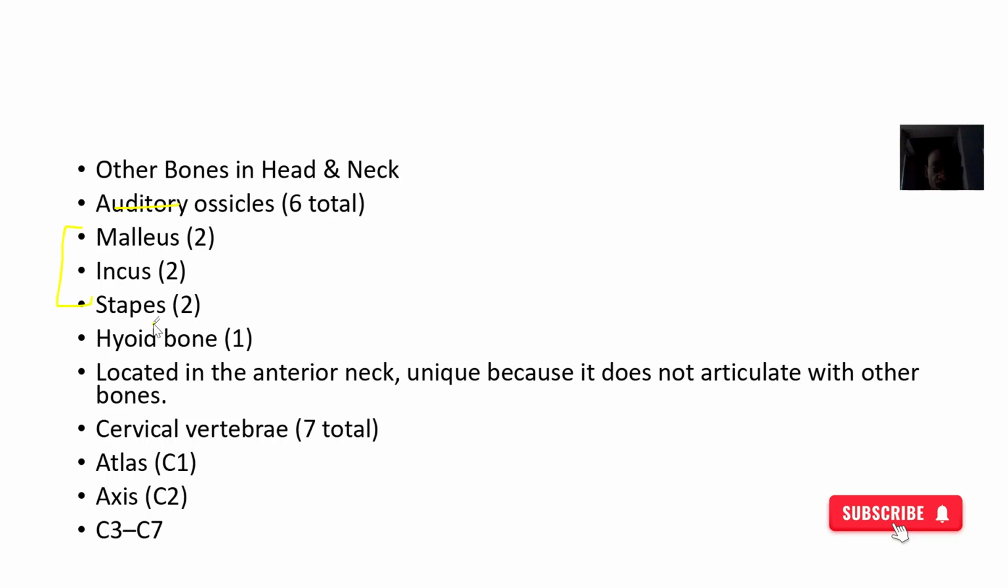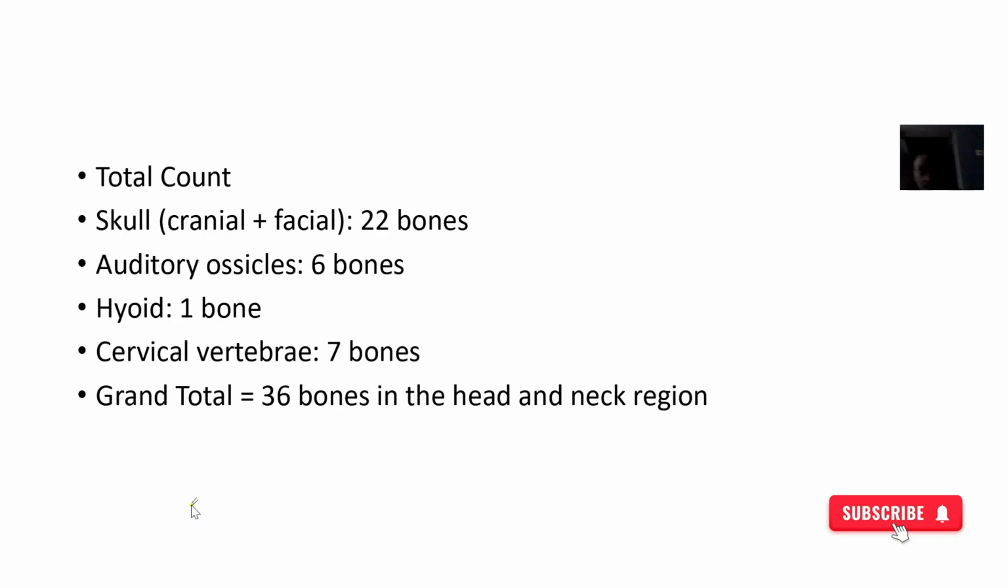We have the hyoid bone, located in the anterior neck, unique because it's not joining with any bone. On the cervical vertebrae, you have about 7 of them. You have the atlas, the axis, then C3 to C7, which are typical cervical vertebrae, but with C7 having a longer spinous process.